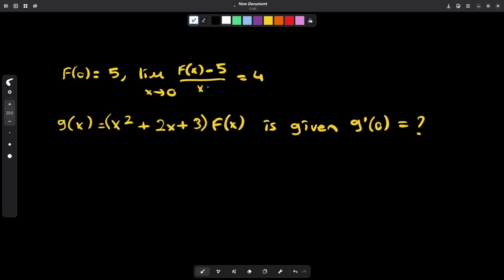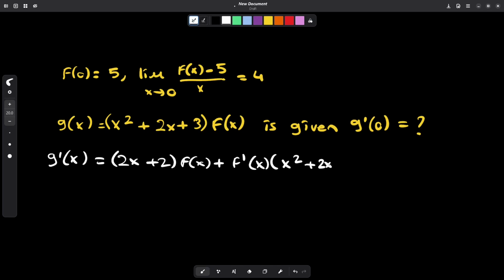f(0) is given to us, a limit is given to us, g(x) is given to us as a multiplication of a term and another term whose function is given. What is the derivative of g(x) at 0? Alright, it looks kind of confusing. Where should we start? Since it's asking the derivative of g(x), let's start with differentiating this function. g derivative x, as two functions are multiplied, so the multiplication rule: differentiating the first term multiplied with the other term, plus, now I differentiate the second term and multiply it with the first term, 2x plus 3.